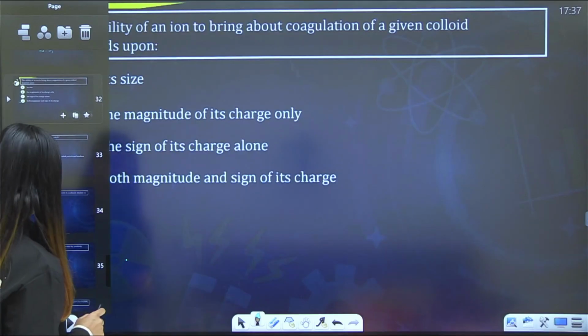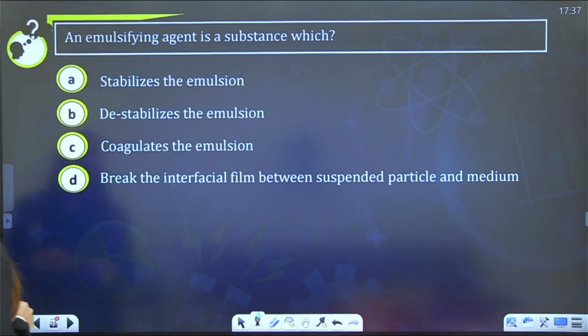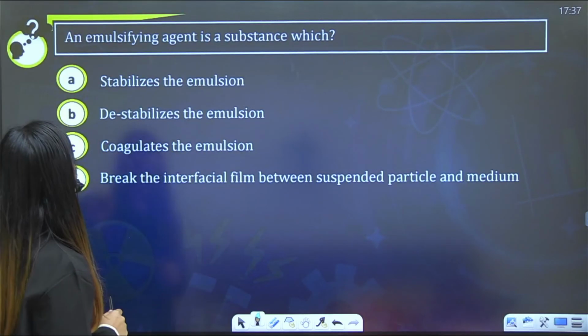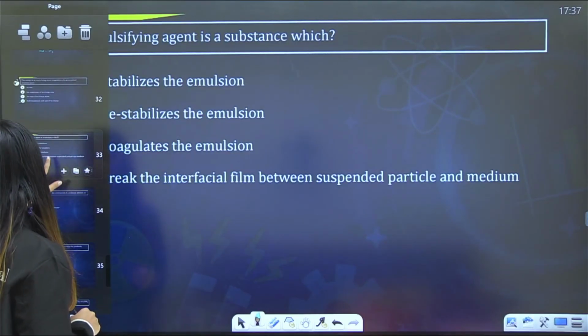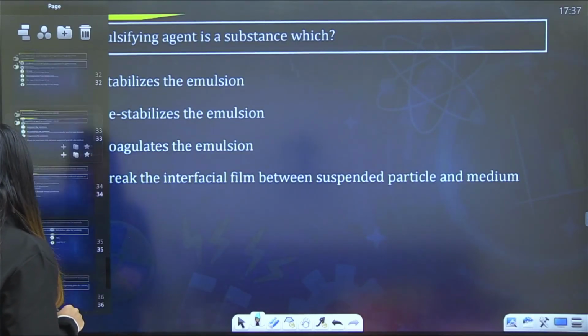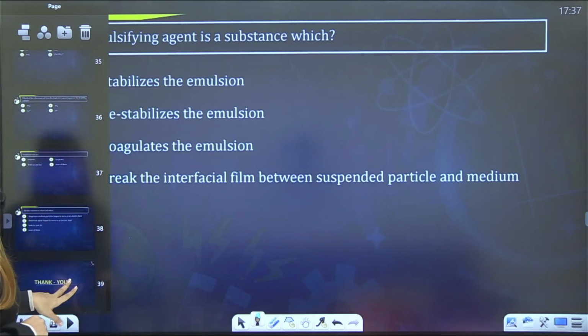The next question says that, okay, we haven't discussed till now the emulsifying agents. We'll be discussing it. So let's just leave it here. We'll cover these questions later.